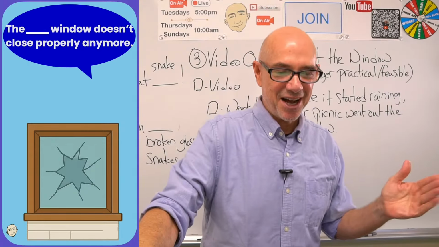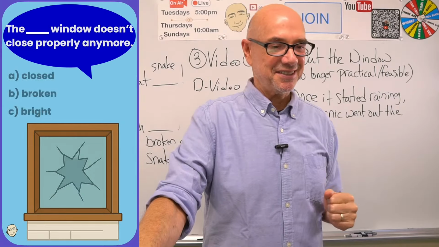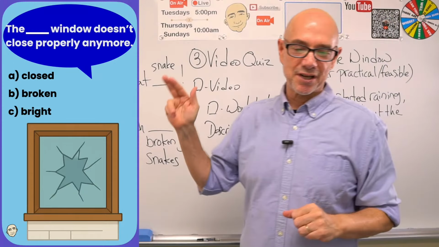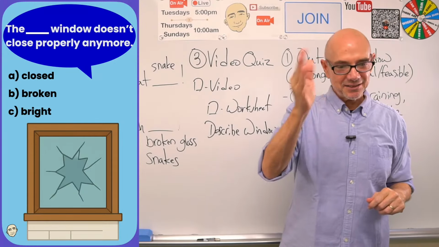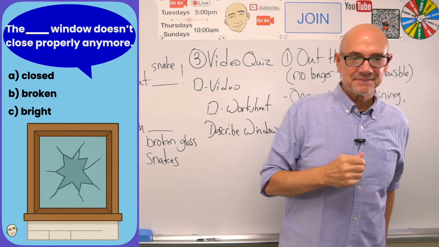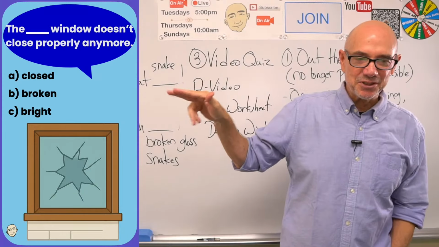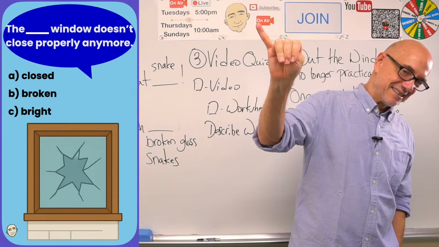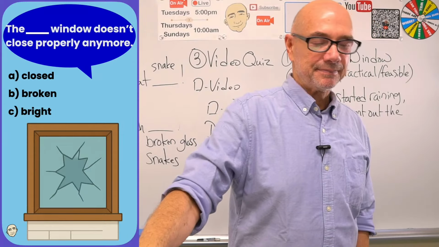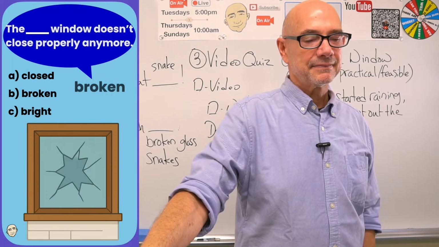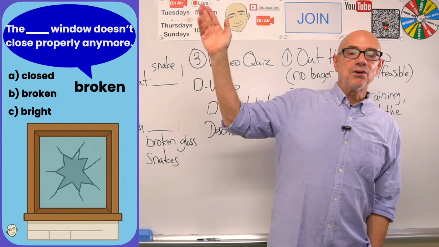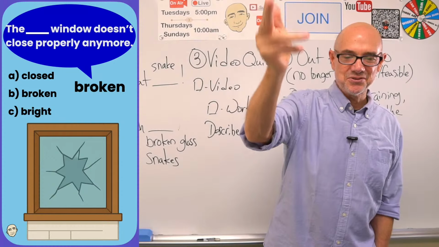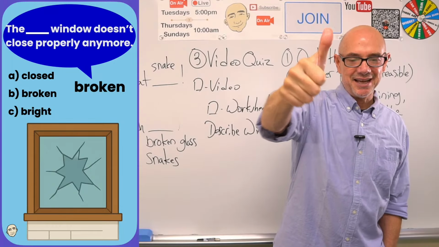Okay, let's look at the 3 options. You don't need the 3 options. So closed, broken, bright. Cracked is okay, yeah. But I think you know what it is. Yeah, so it's broken. The broken window, it doesn't close properly anymore. You need a new window. Hello Sumayat.